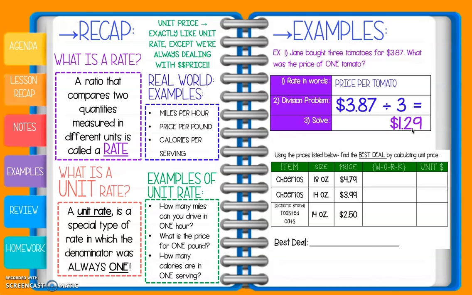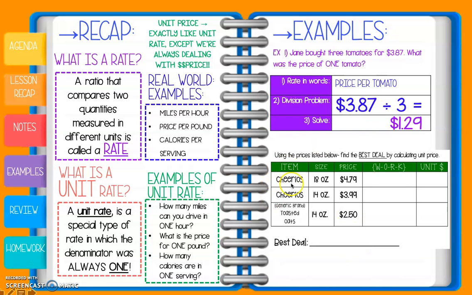So a lot of times what we'll use unit price for is for finding the best deal. We'll be looking for the cheapest of something. So we're going to figure out how much 1 ounce would cost. And that way we know we're getting the best deal. So you might see an example that looks like this one below. It says, use the prices listed below to find the best deal, and do that by calculating unit price.